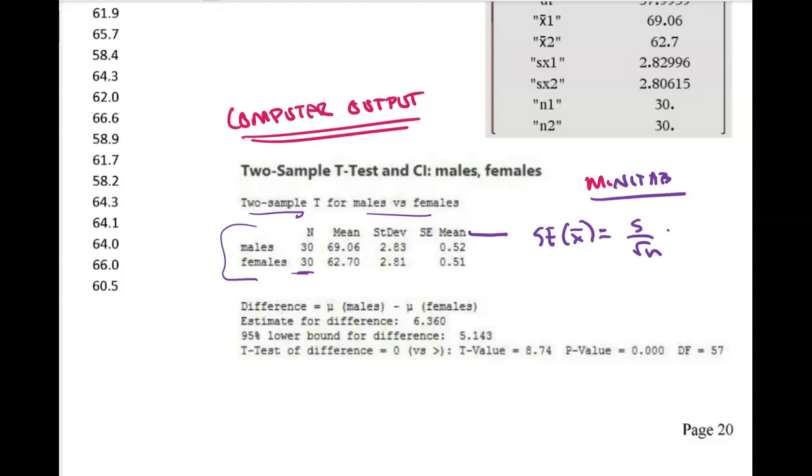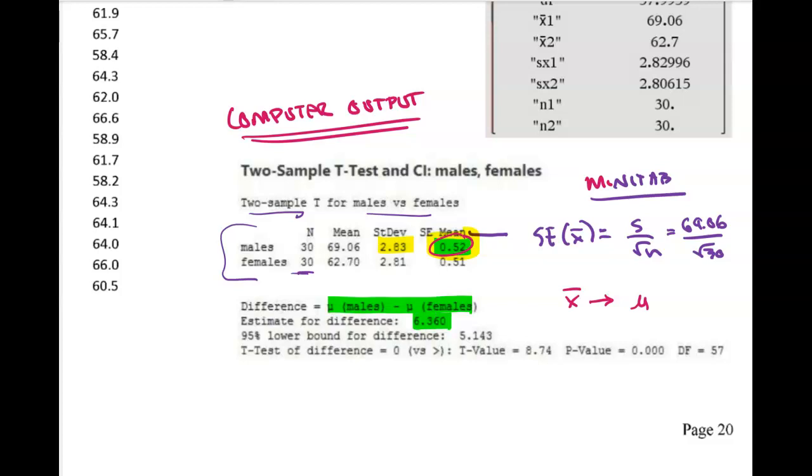If you were to take 69.06 and divide by the square root of 30, I can guarantee you would get this number right here. This number is the average distance that each individual is away from the mean, and this number is the average distance that each x bar, each sample of size 30, is away from the true mean, okay? Standard error of the mean. And then here's our test. We're running a difference between mu male and mu female. Here's our estimated difference.